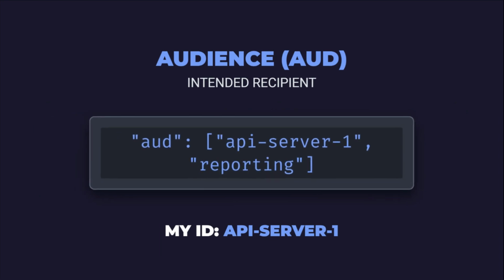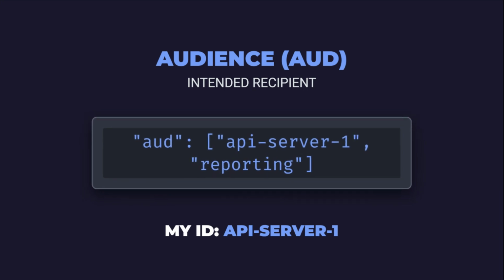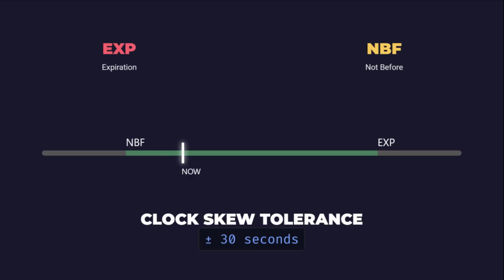Next, validate the AUD, or audience claim. This claim specifies the recipients for which the JWT is intended. If the token is meant for your specific resource server, the audience claim must contain your resource server identifier. If the AUD claim is an array, ensure your identifier is present within that array. Reject tokens where the audience claim is missing or does not include the expected recipient identifier.